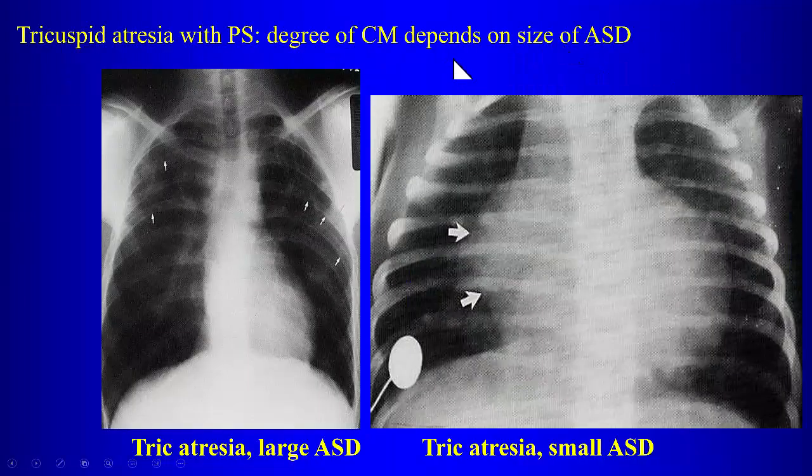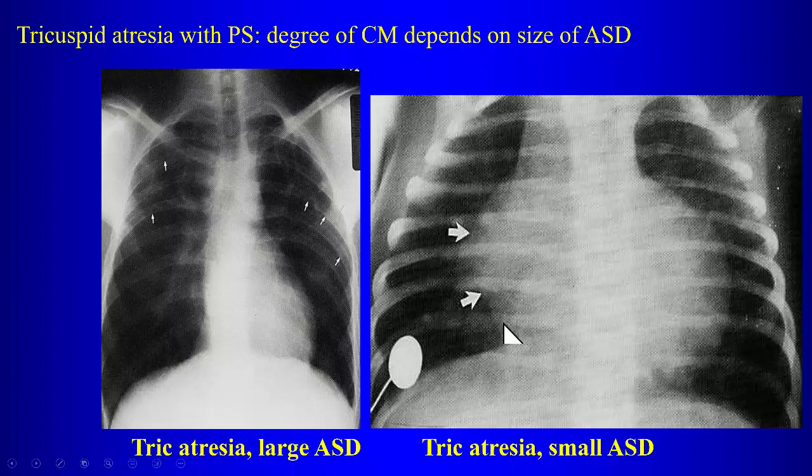And then also with tricuspid atresia, if you have pulmonary stenosis and decreased pulmonary blood flow, the degree of right-sided enlargement might be related to the size of the atrial septal defect. If the atrial septal defect is large, the right atrium does not get that big. But if the atrial septal defect is small and restrictive, then the right atrium does get big. And so you have a big right atrium, decreased pulmonary blood flow.